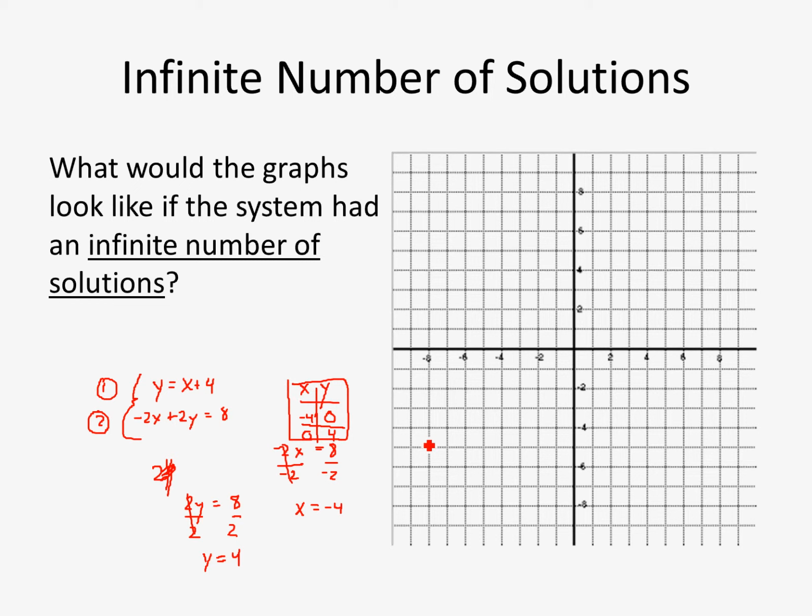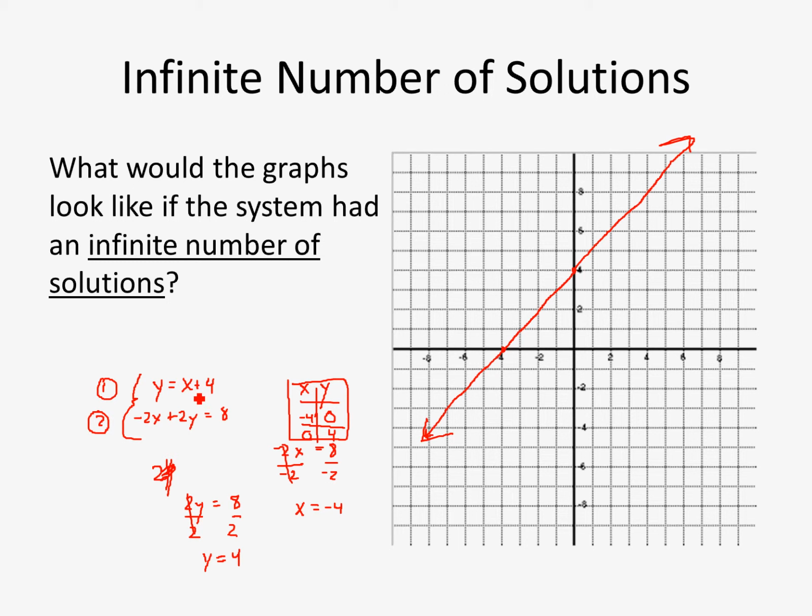If I plug these points in, remember these are just ordered pairs, so negative 4, 0 is going to be my x-intercept. My y-intercept is going to be 0, 4. So my line is probably going to look something like this. Okay, but now let's graph the second equation.